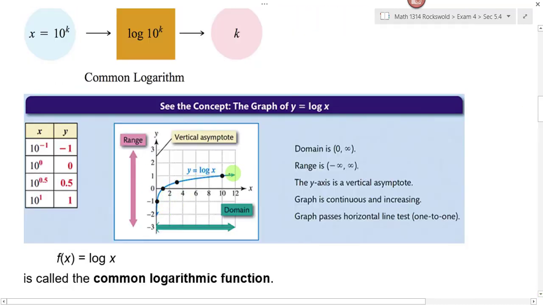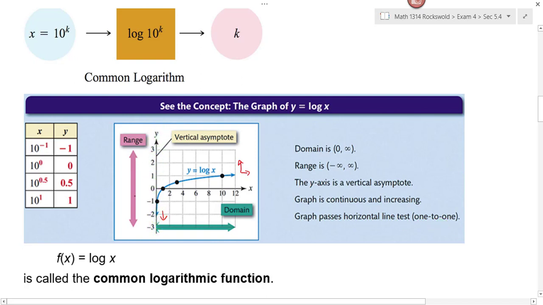Notice on the common log function, the domain goes from 0 to infinity. The range is all real numbers because these are going to the right, but they're also slightly increasing. And down here, our y values, our range values, are decreasing. So the graph is continuous and increasing, and the graph passes a horizontal line test, which means that it's 1 to 1. The y-axis is a vertical asymptote.